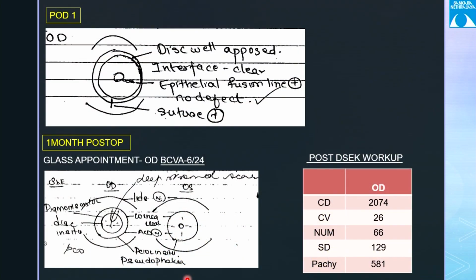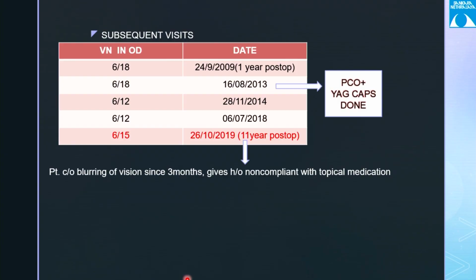So she had pseudophakic bullous keratopathy elsewhere a long time ago, not when I was there, and she underwent DSEK by another consultant in 2008. So this is a long-term follow-up. You go to the next slide. So the patient maintained vision for 11 years.